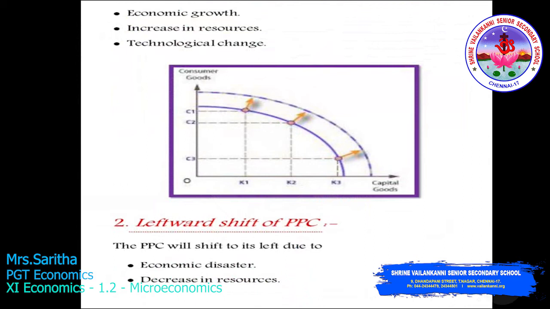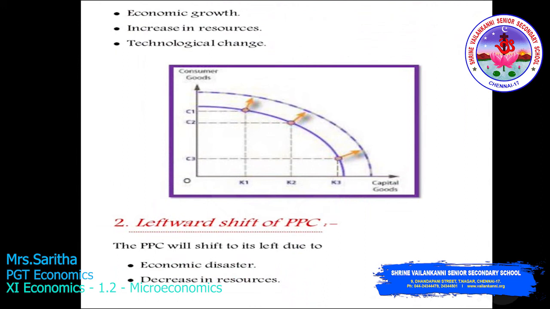For example, if there is an increase in the resources for the production of butter or guns, or we can talk about consumer goods and capital goods, we can produce more of both the goods. So the existing PPF will shift rightward. When there is an advancement in technology or an increase in the availability of resources, that leads to a rightward shift of the PPF.